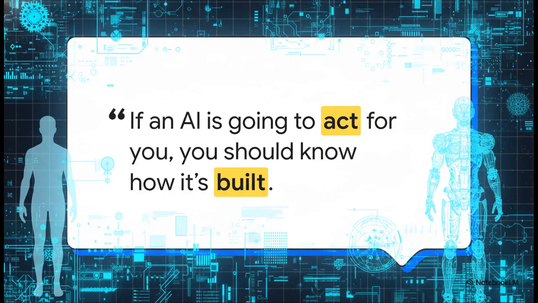Which brings us to the final and, I think, the most important takeaway from all of this. As these systems get more and more capable, they just can't be black boxes. I mean, think about it. If an AI is going to act on your behalf, you really should know how it's built. And understanding these different layers, well, it's the first and most important step.